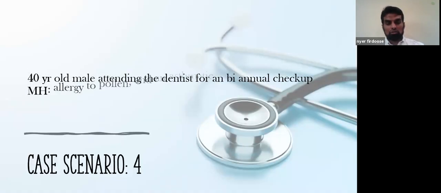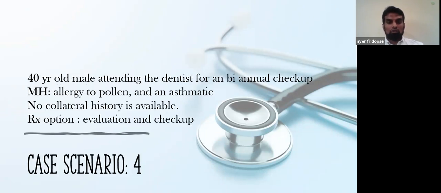Coming to the fourth case scenario, we have a 40-year-old male attending the dentist for a biannual checkup. The medical history he gives is a history of allergy to pollen, and he is a known asthmatic. The other collateral history is not available, and the treatment option given by the dentist is only for evaluation and checkup.